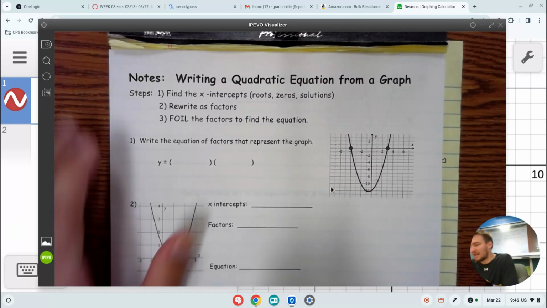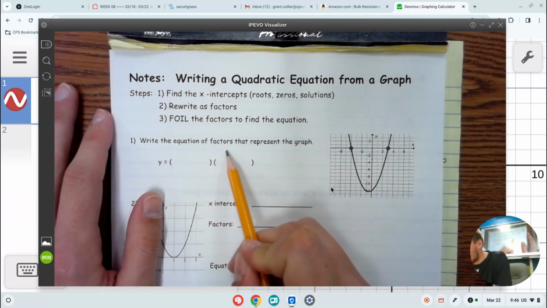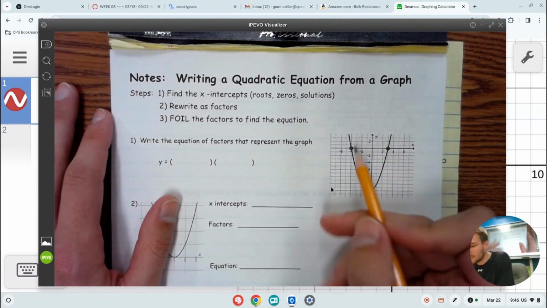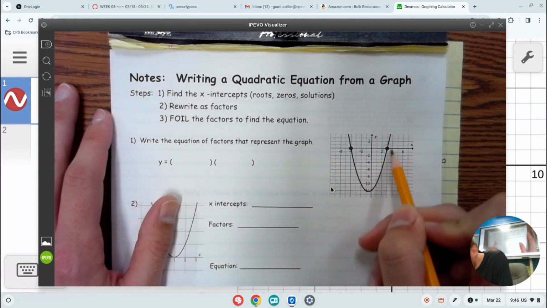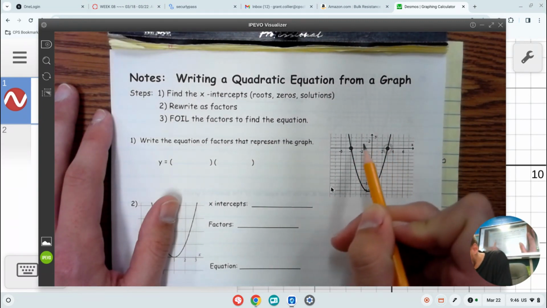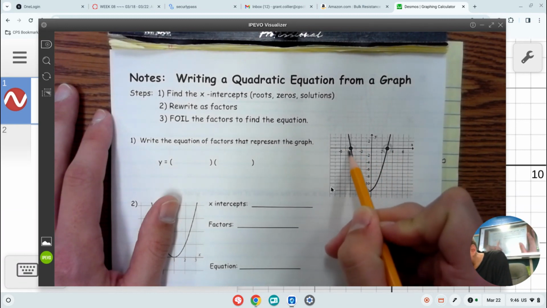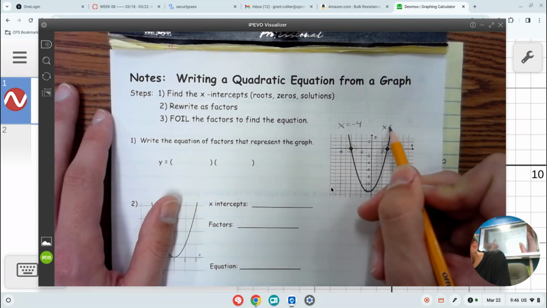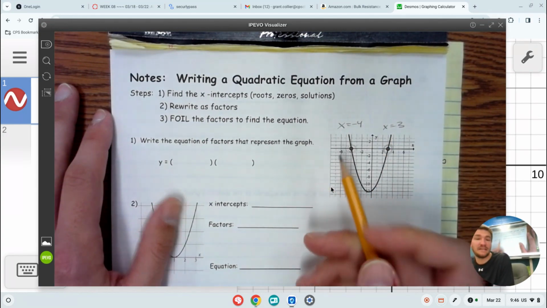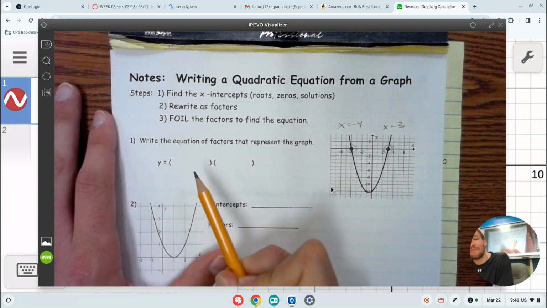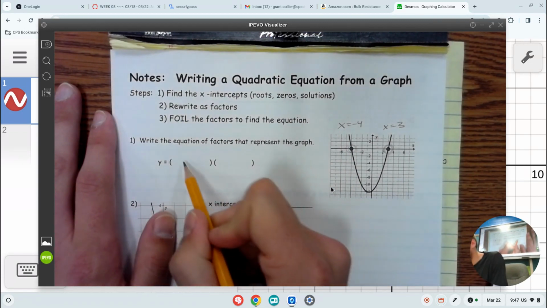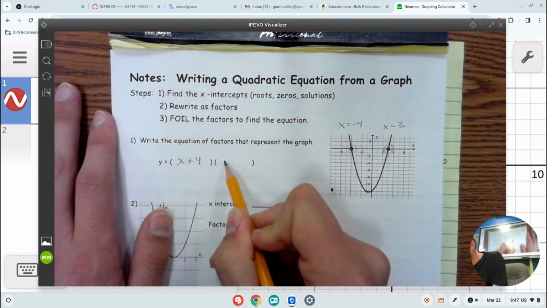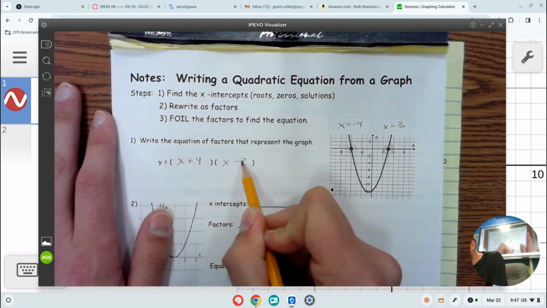So, number one says, write the equation of factors that represent this graph. Over here, we have, this one looks like a positive 3, and this one looks like a negative 4. So maybe x equals negative 4 and x equals 3. And then we need to turn those into factors using opposites. So we're going with x plus 4 and x minus 3.